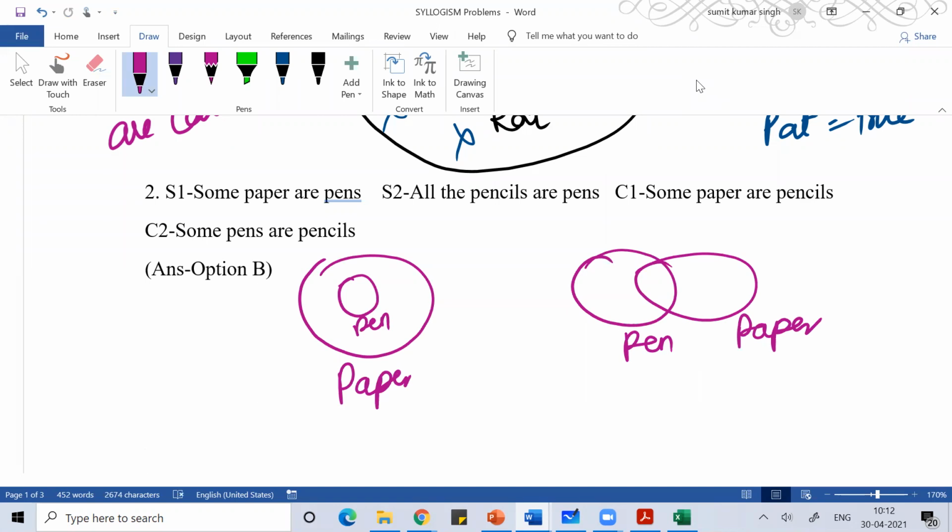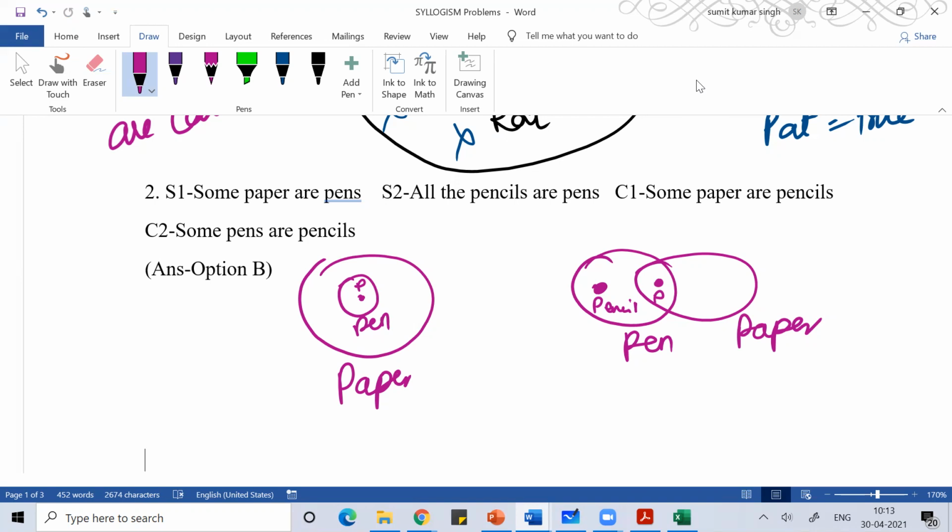So the statements are: some paper are pen, and all the pencils are pen. Suppose this is pencil. All the pencils are pen. The pencil can be here or here, I don't know. These are the two statements. Based on that, you can see the conclusion.